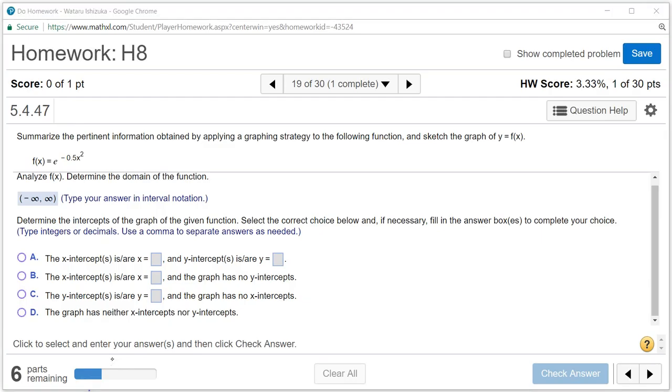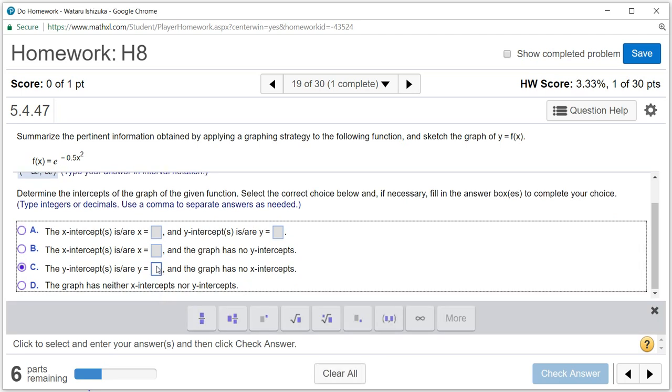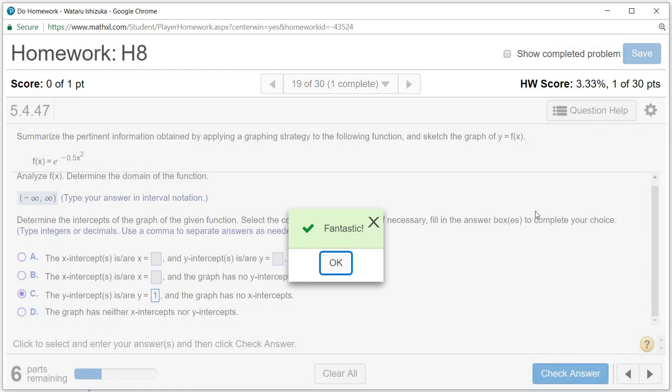Let's look at that. No x-intercept. The y-intercept is 1, right? And then there's no x-intercept. So that's that. All right, we got that.